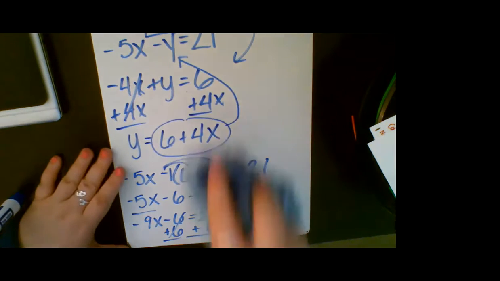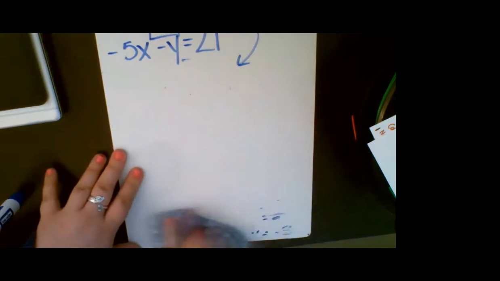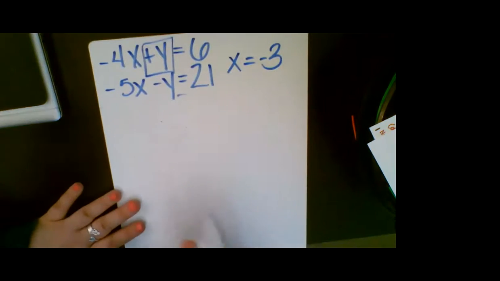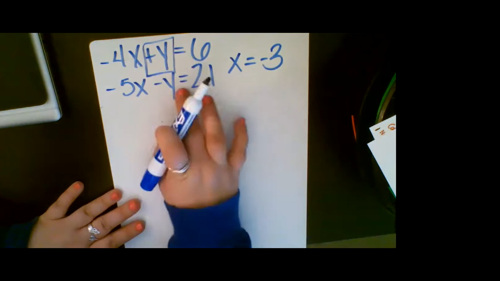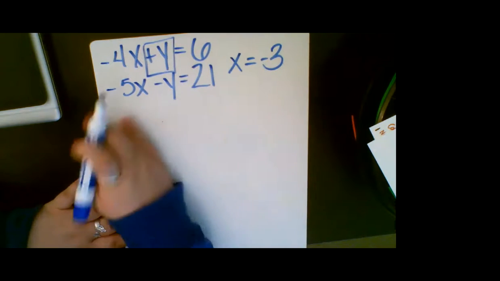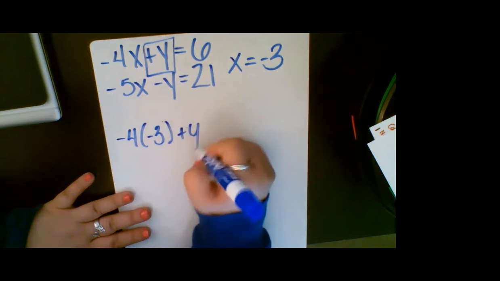What else do we need? Here's the hint. It's the same thing we needed in the first two examples. Y. I mean x. I mean y. Yeah, y. I don't know. We need y. So we've got x equals -3. We're going to plug it into one of the equations. I like the first one better just because. Always plug into the original equations. Okay? -4 times -3 plus y equals 6.